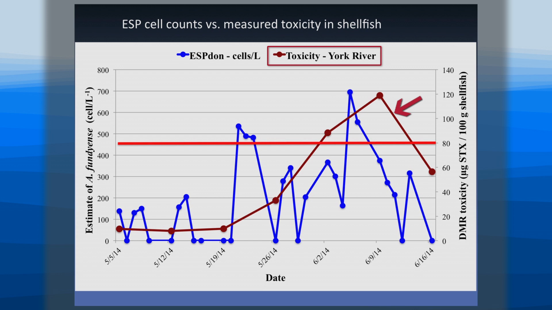That is this red line here, done once a week. This line shows you the level at which it becomes dangerous to eat shellfish. That's a threshold or an action limit. So here is the ESP data.